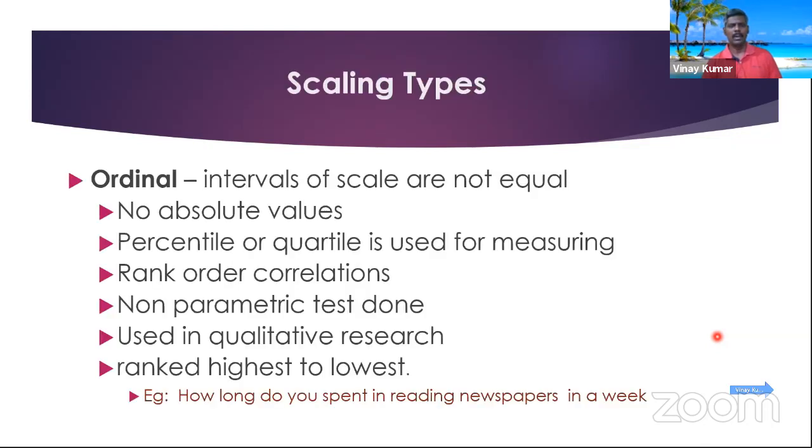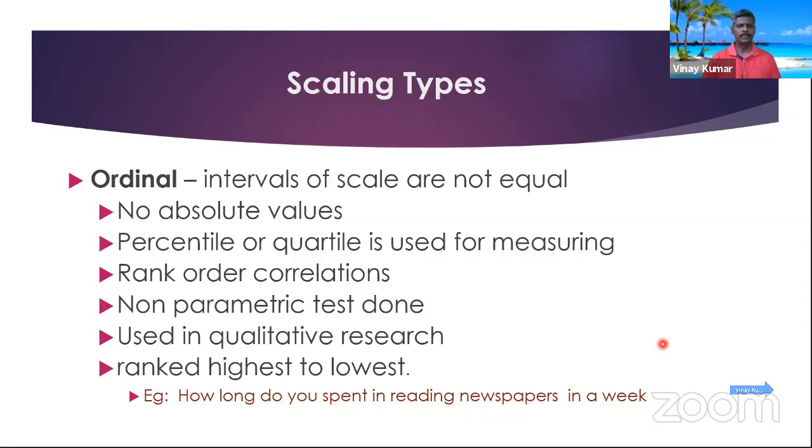Those statistical techniques we'll understand in a detailed way in the next stage when we study the statistical analysis. So then you have ordinal scale. The first we have seen nominal scale, and then we have ordinal scale. Intervals of scale are not equal. That's one of the important aspects here we need to understand. No absolute values, percentile or quartile is used for measuring the ordinal data. And we can use even rank order correlations also.